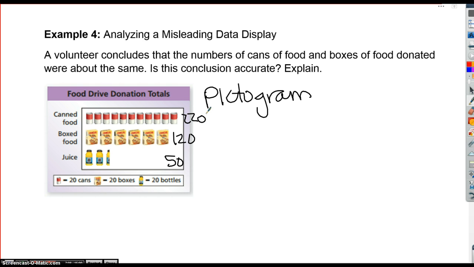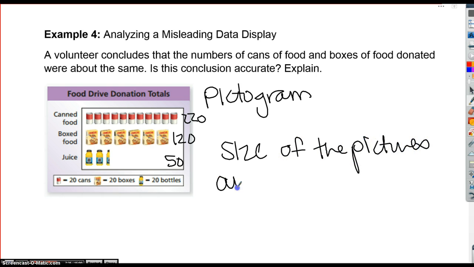So this is misleading because even though if you're just looking at this graph and you don't look at the key, the canned food and the box food look like they were very, very close to each other when in actuality they were exactly 100 apart. And the reason this is misleading is because the size of the pictures are not the same. Therefore, it is misleading.